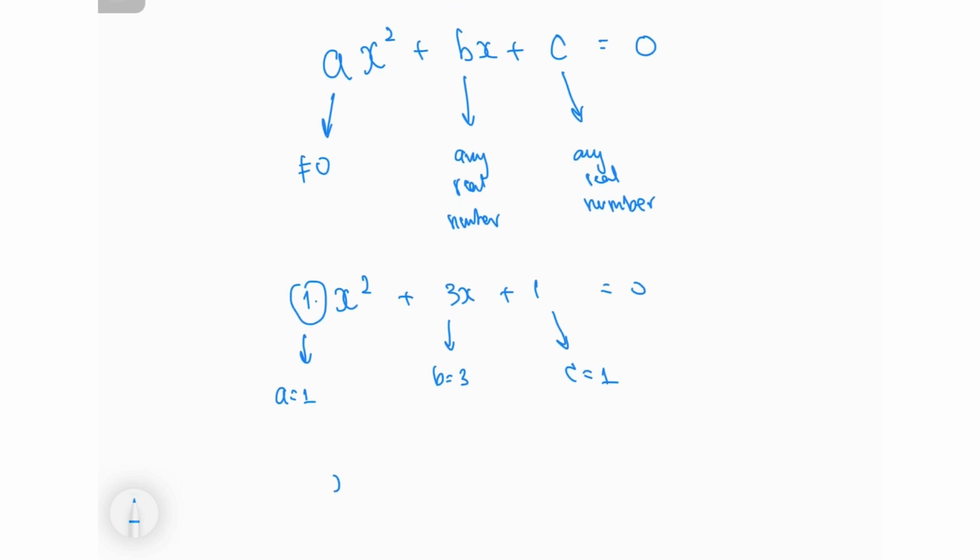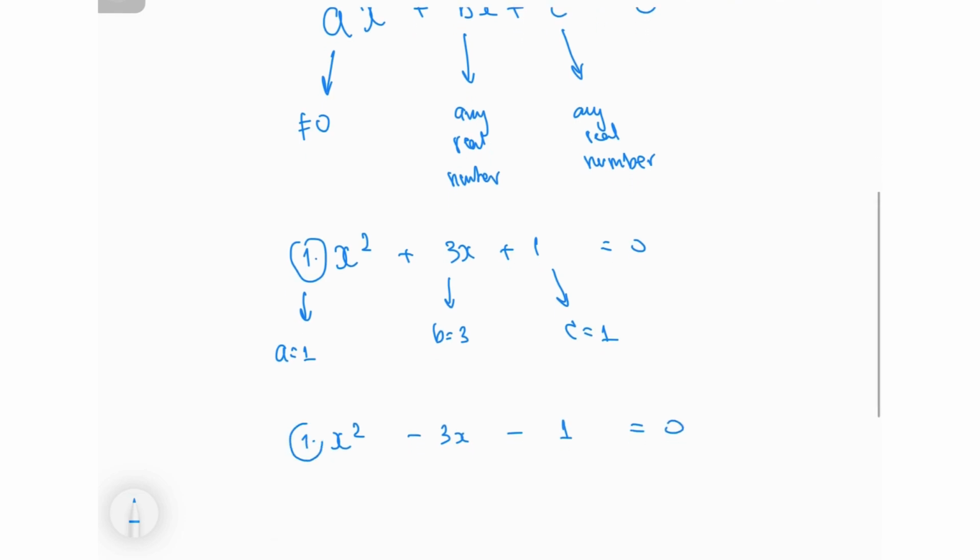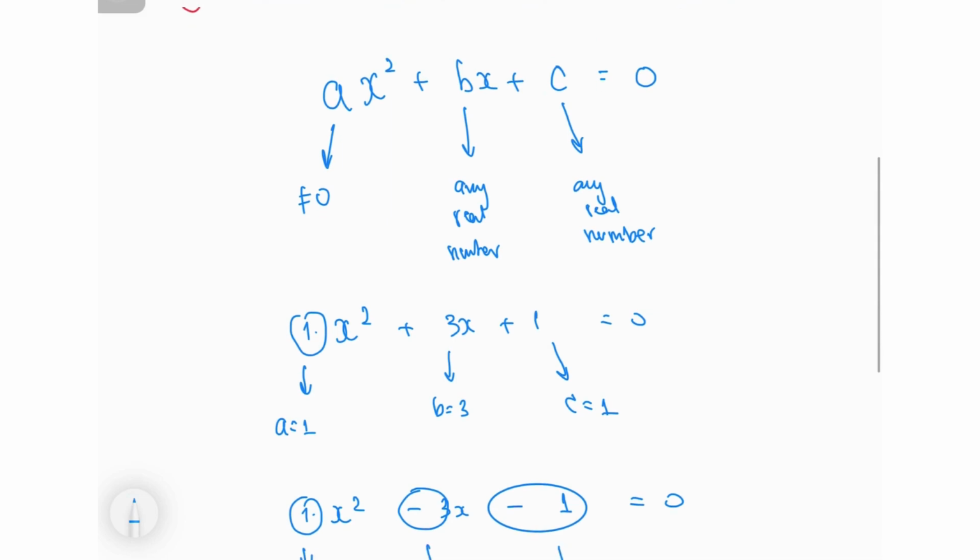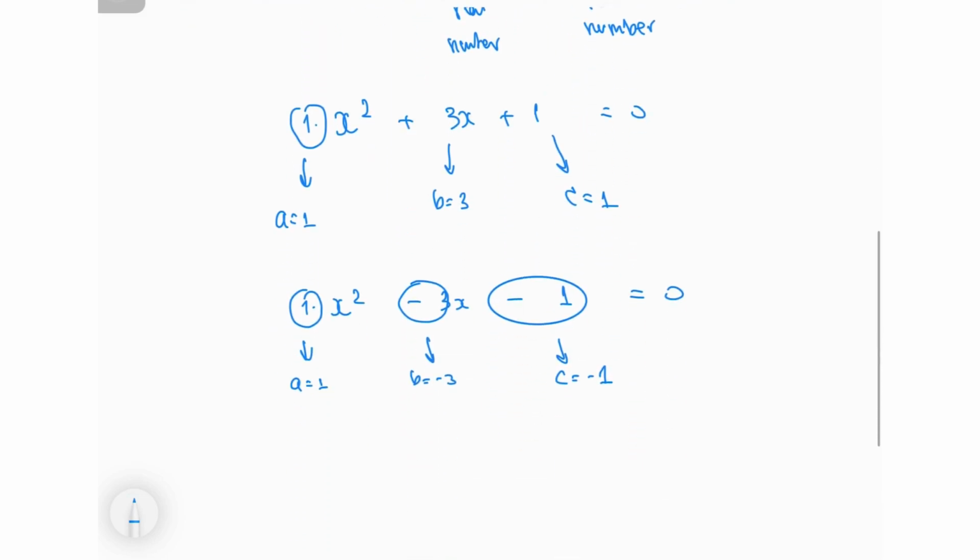If you have x squared minus 3x minus 1 equals 0, then again your a is 1, b is now minus 3, and c is again minus 1. So that's important to know. So we have already stepped into part 2, which is coefficients.